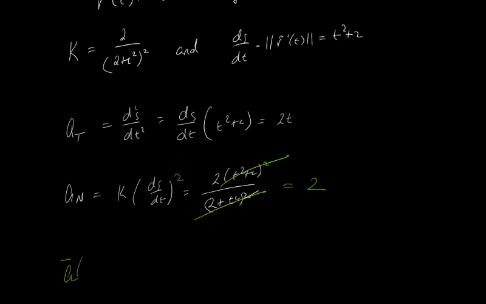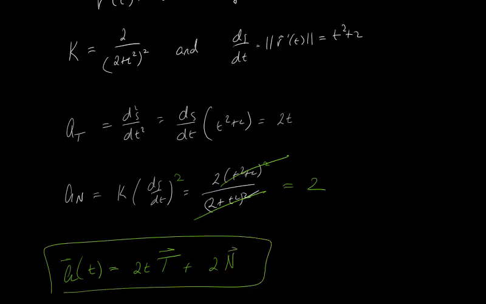So our acceleration vector here is given by 2t in the T direction plus 2 in the N direction. Okay, so there's that. The individual components are here, and then there's the actual acceleration vector. I think I've butchered this enough for one night.